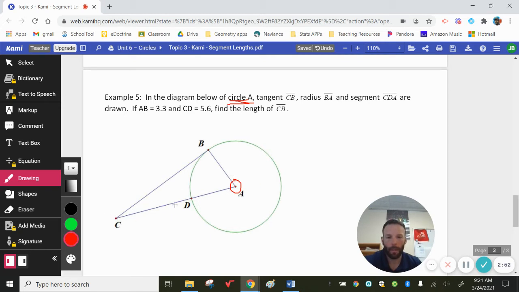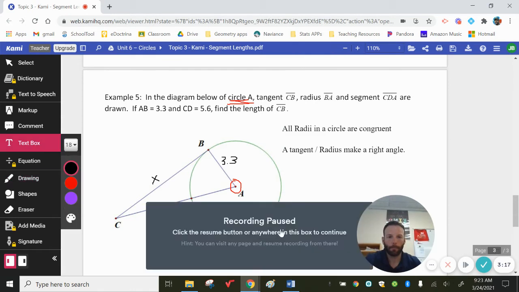Because if that were to continue, it would intersect the circle twice. Now, we know the length from A to B is 3.3. And you know the length from C to D is 5.6. And what we want to figure out is the length of C to B. Well, there are a couple of things that have to be true in order to see this. Let's take note of these things right here.